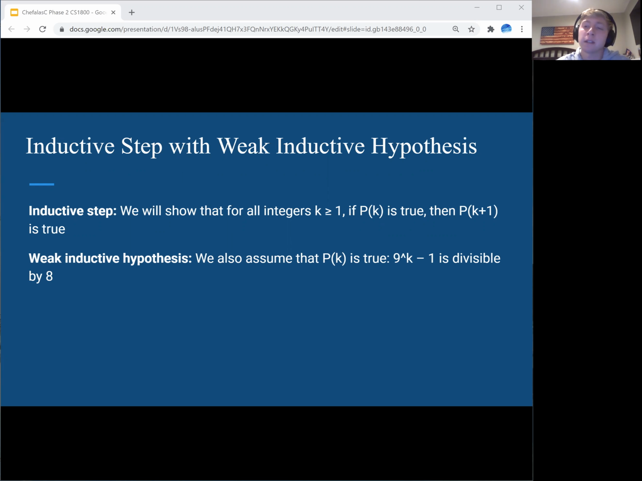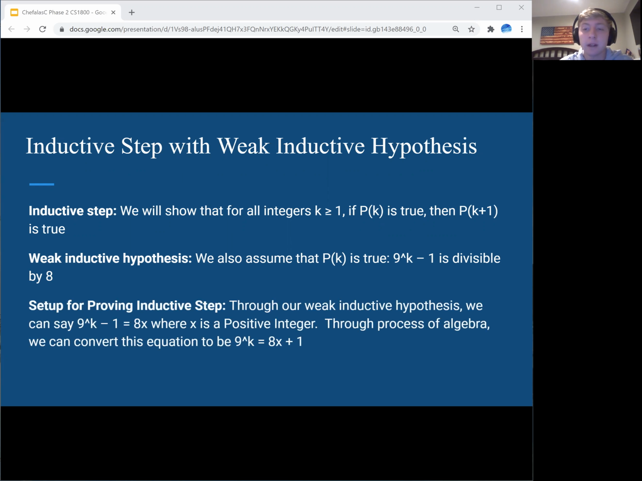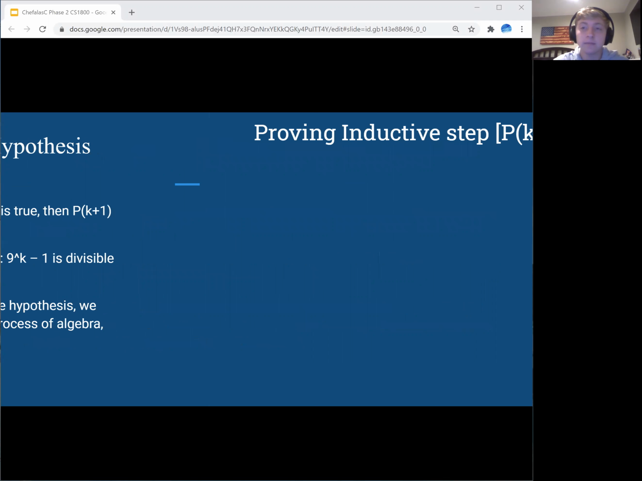Using our weak inductive hypothesis, we can say that 9 to the k minus 1 equals 8x, where x is a positive integer. Through the process of algebra, we can convert that equation to say that 9 to the k equals 8x plus 1. This setup using the weak inductive hypothesis will come in handy when proving our inductive step.